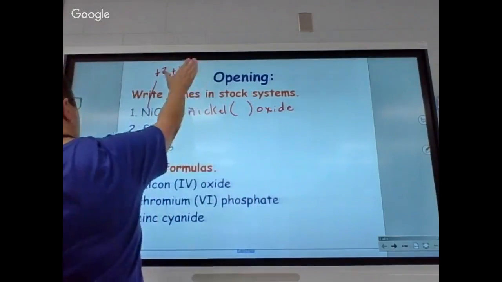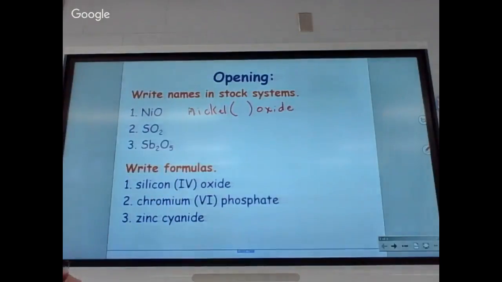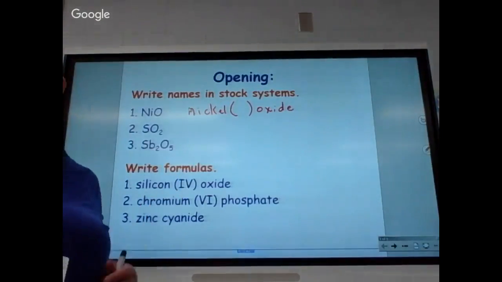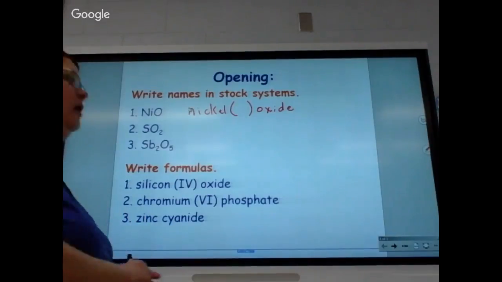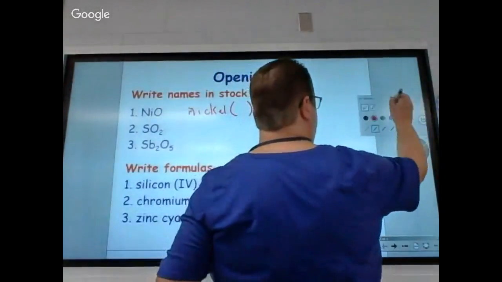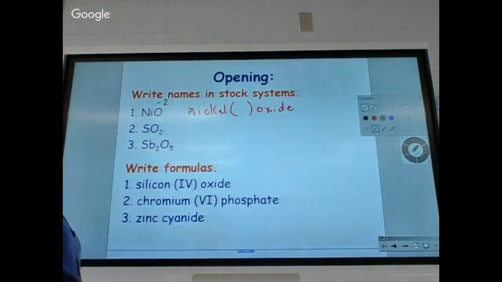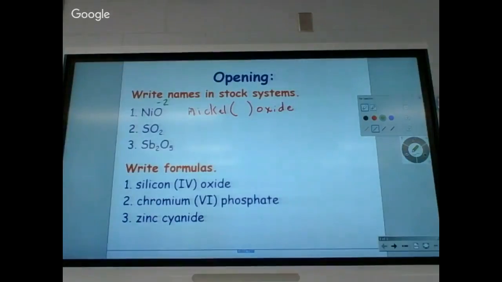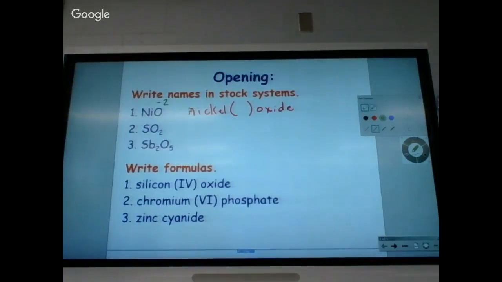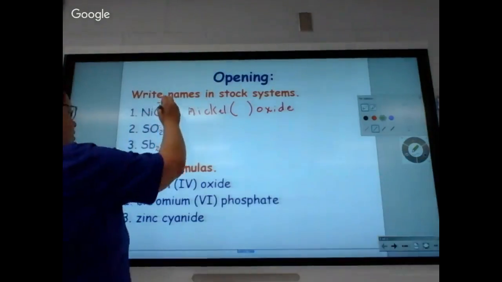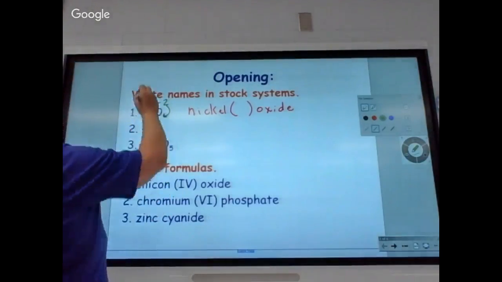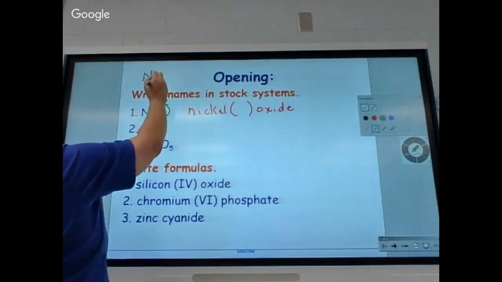Now, how do we decide what Roman number it needs? What were we focusing on yesterday? We have to look up what? The second element. So when we look up the second element, it has a -2 right there. Is there a 2 in that formula anywhere? Nope. What does that tell us? It was reduced, right? So I told you yesterday just to multiply the 2 through the bottom. So Ni has a 2 and O has a 2.